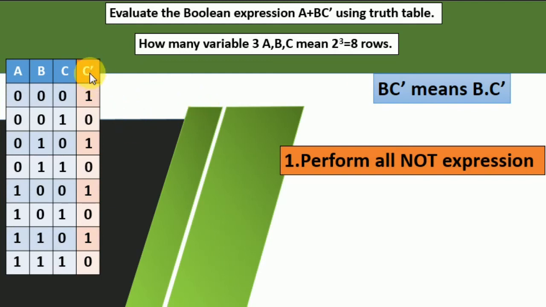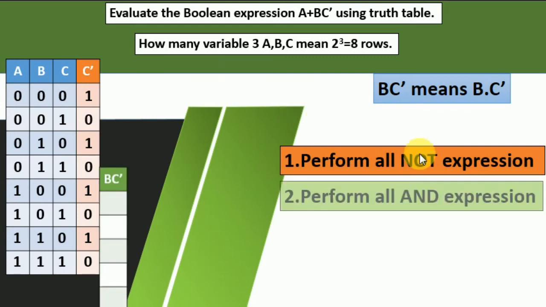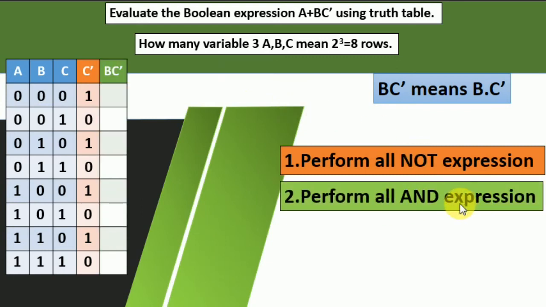What is the next one? All the AND expressions. Now how many ANDs are there? Only one. That is B C complement, that is B multiplied by C, or B and C complement. That means this is our B and this is our C complement. The values of B are going to be compared with the values of C complement, and we will get B C complement for all these row numbers. One by one you have to solve.